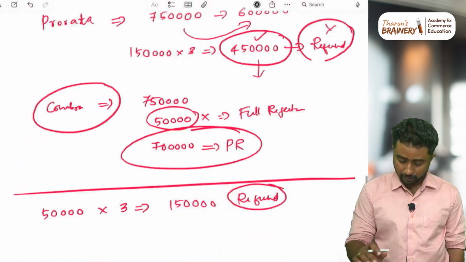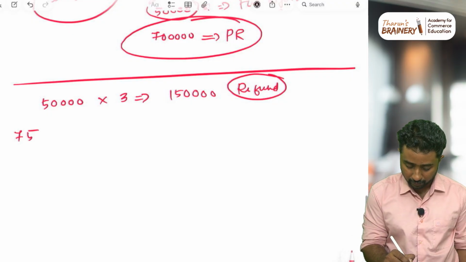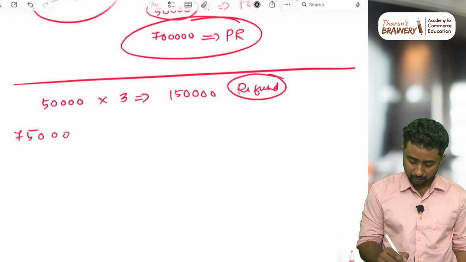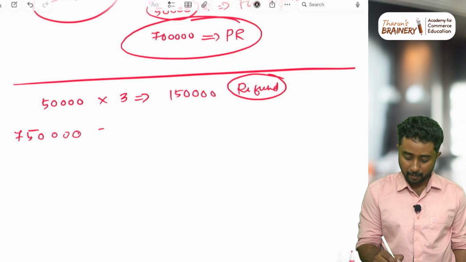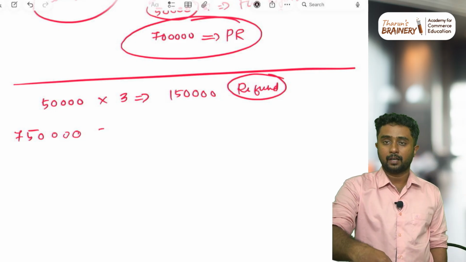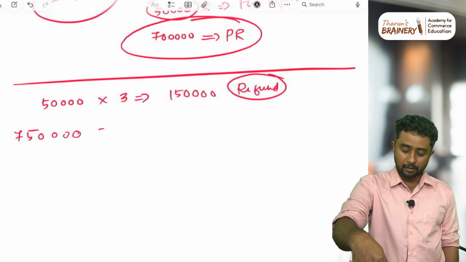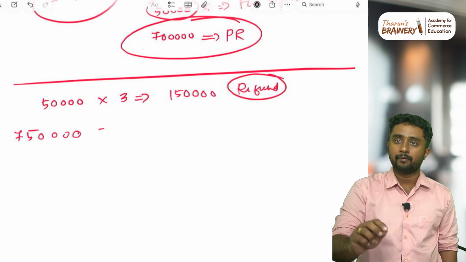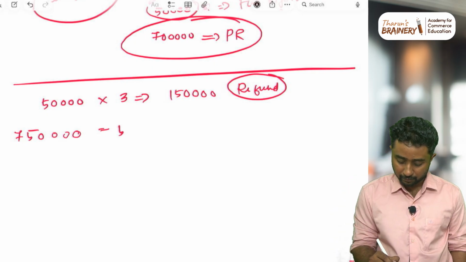Now keep this in mind. Totally we have 7,50,000 shares applications with us. How much is there? 7,50,000 shares applications are with us. Out of that 50,000 they are going with what? Full rejection. That means 7,50,000 minus 50,000. How much is there?